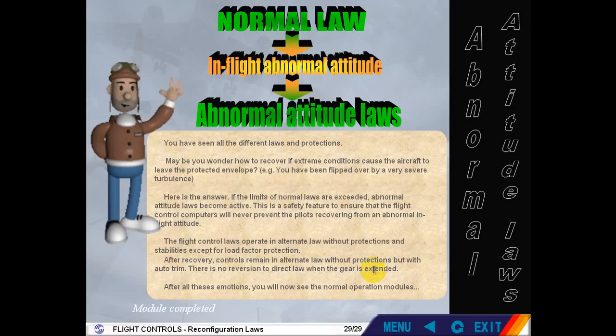The flight control laws operate in alternate law without protections and stabilities except for load factor protection. After recovery, controls remain in alternate law without protections, but with auto trim. There is no reversion to direct law when the gear is extended. After all these emotions, you will now see the normal operation modules.